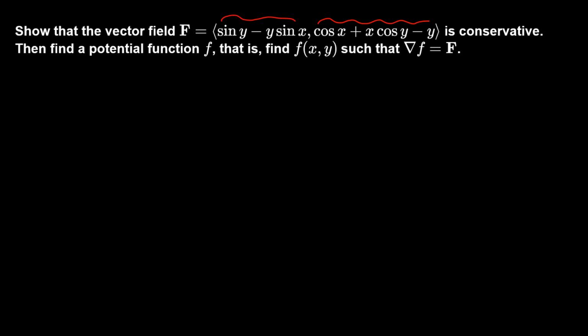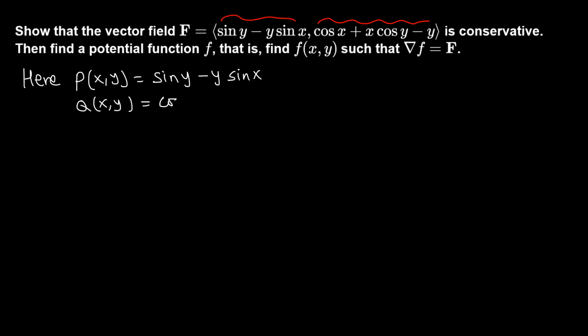So here P is sine y minus y sine x, and Q is cosine x plus x cosine y minus y. To check if this field is conservative, all we have to do is find the partial derivative of P with respect to y and the partial derivative of Q with respect to x. If they are the same, this field is a conservative field.